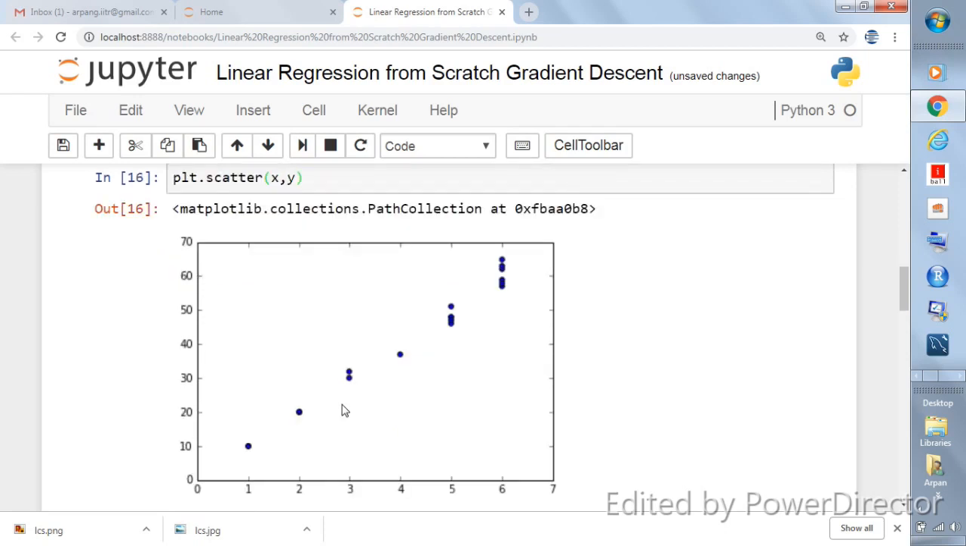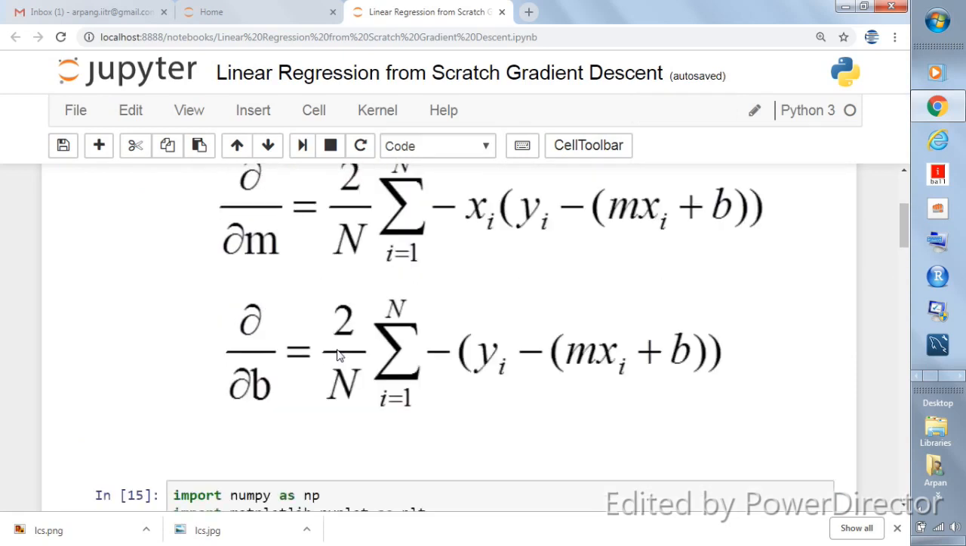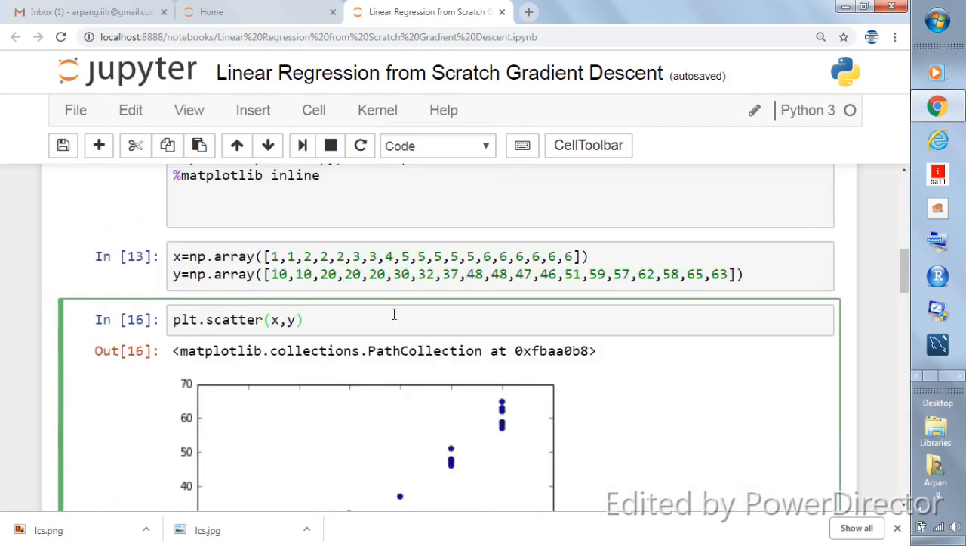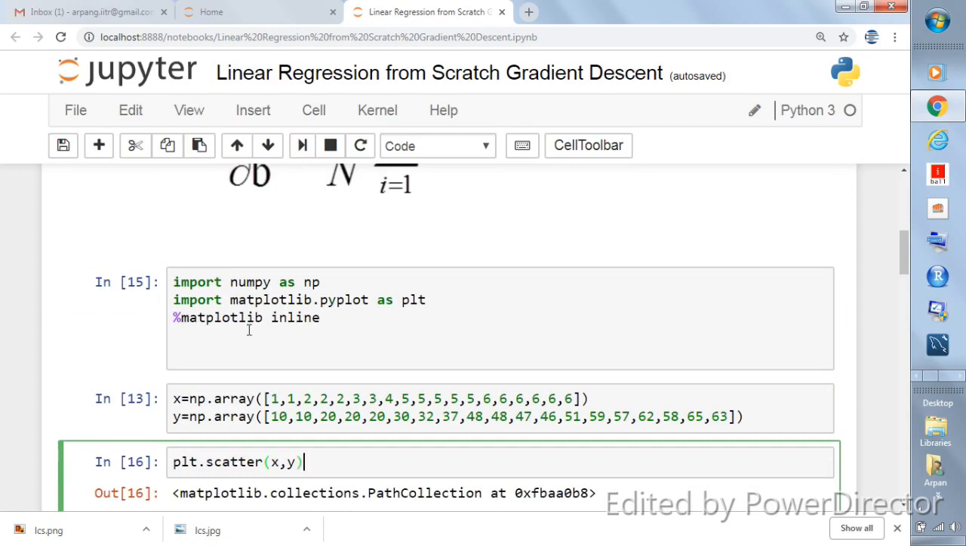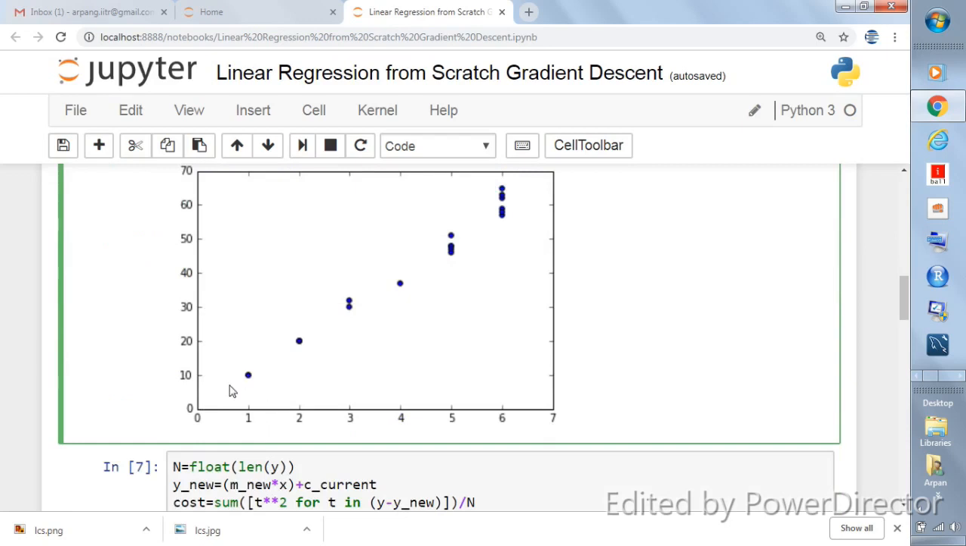In the next video, I will explain more theory about this: what the cost function is, what the gradient is, and why this is called stochastic gradient descent. Right now in this video I just showed how to import the libraries, what x and y are, and that for each x we have a corresponding y. Now we want to fit a diagonal line to this data.